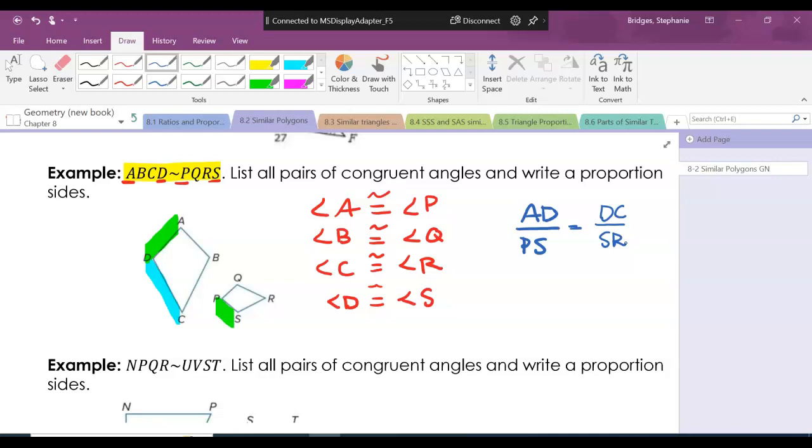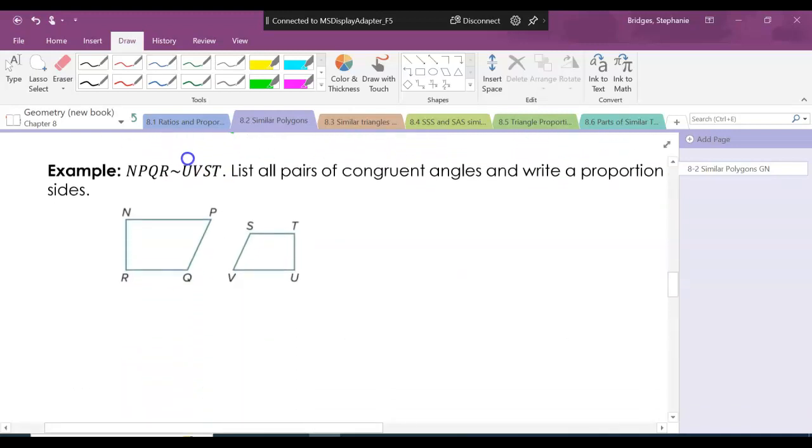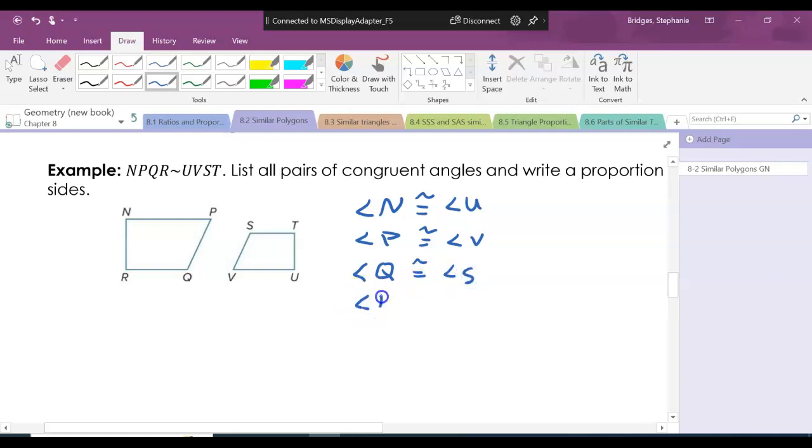We're listing our congruent angles and a proportion with our sides. What is angle N congruent to? Okay. What is angle P congruent to? Okay. Angle Q is congruent to? And angle R is congruent to? T. Anybody have any questions there?